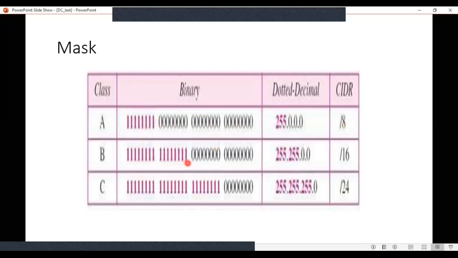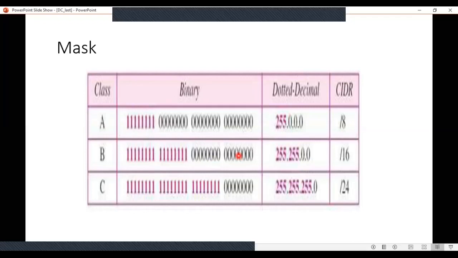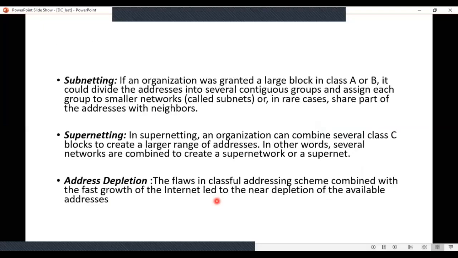Okay, and here in class B, the first 2 bytes will represent the network ID, and the rest 2 bytes will represent the host ID. That is slash 16. These 16 bits represent the network ID, and the rest the host ID. Again, for class C, what is the slash notation? Slash 24. That means 24 bits will represent the network ID, and the rest 8 bits will represent the host ID. This slash notation is also used to separate the network ID from the host ID.